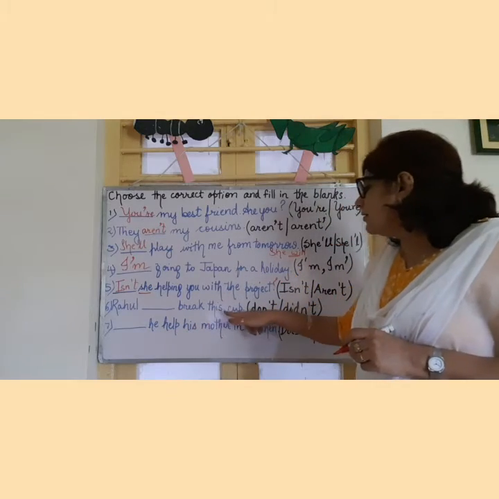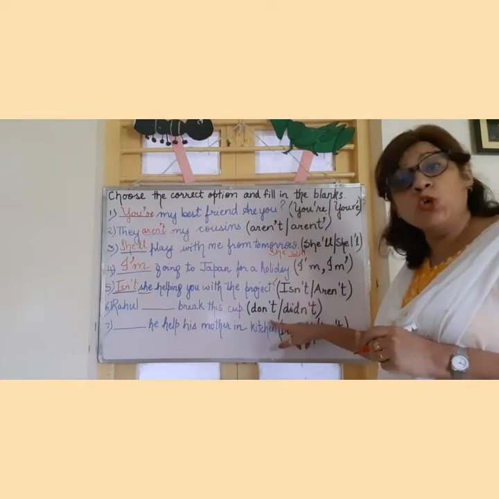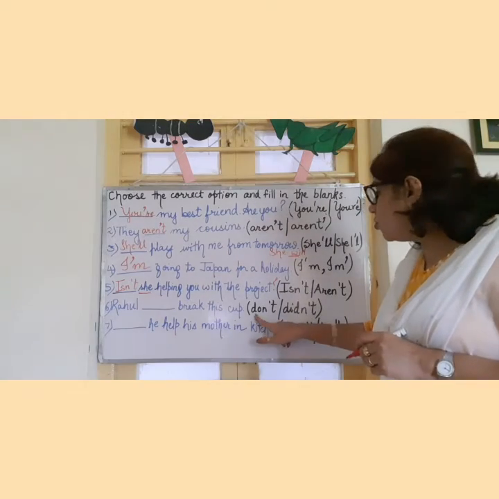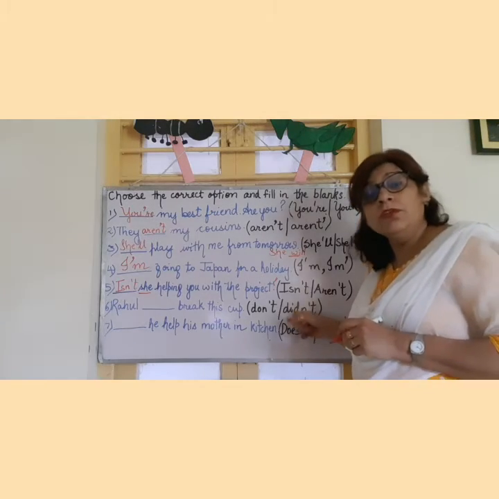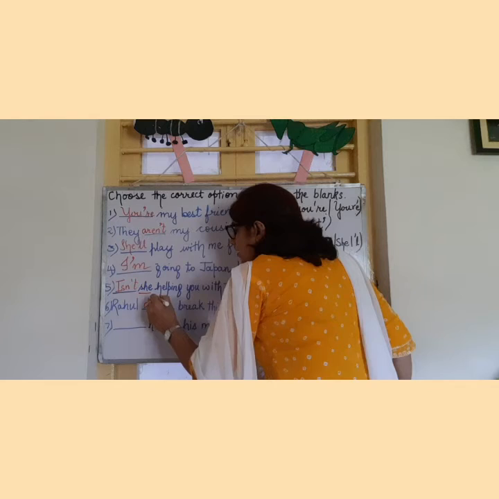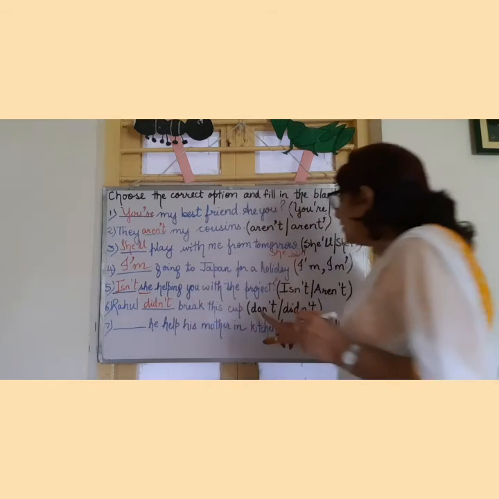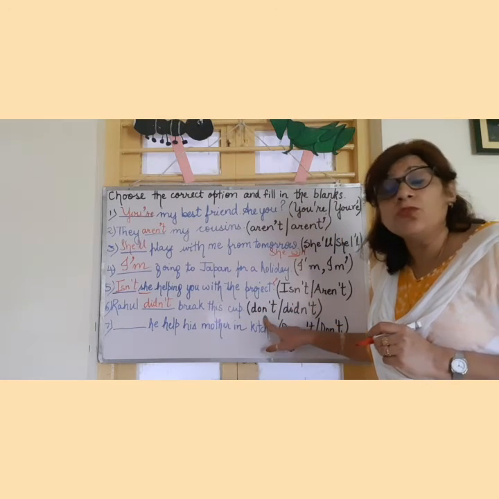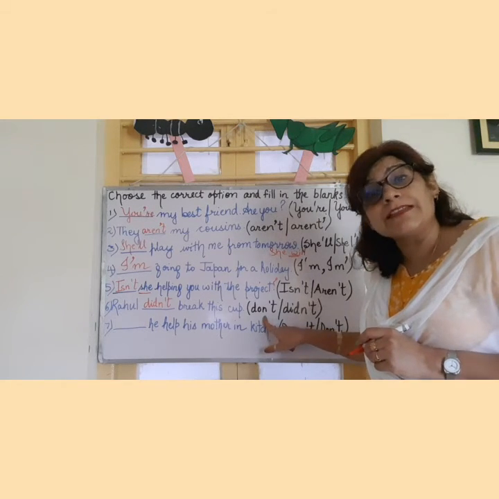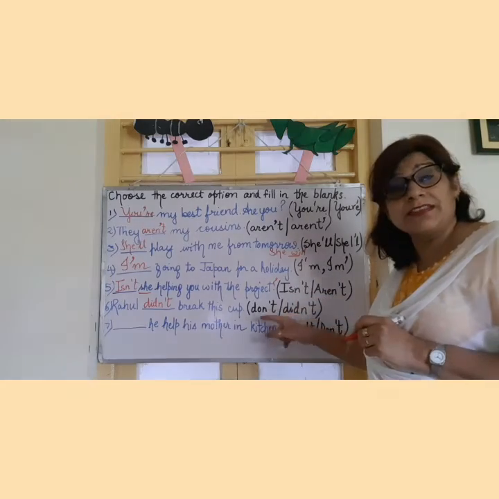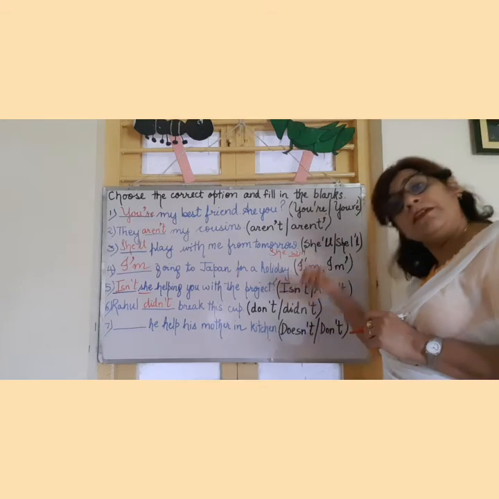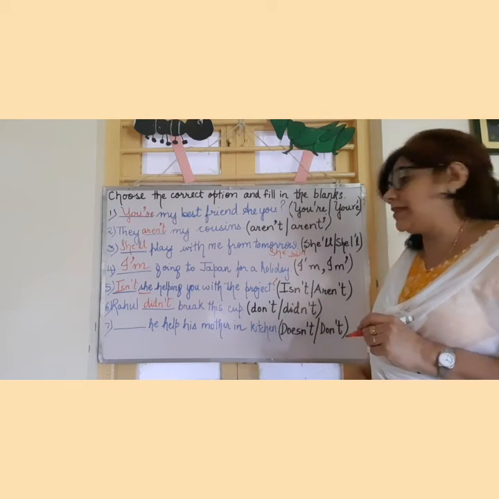Rahul dash break this cup. Don't, didn't. We'll read it as didn't. So don't or didn't? I just now told you we will use didn't here because Rahul is singular, and we can't use don't. Don't we use with I do, we do, they do. We use doesn't. If there would have been an option of doesn't and didn't, then both would have been correct, because didn't we use in the past time and doesn't in the present time.